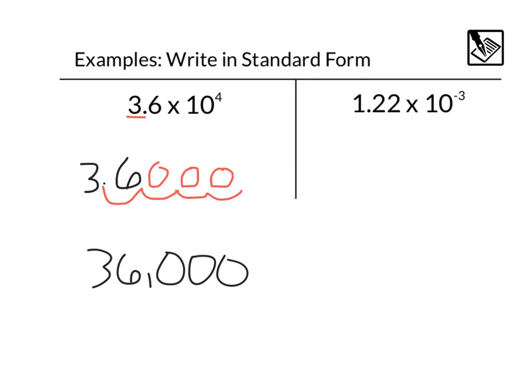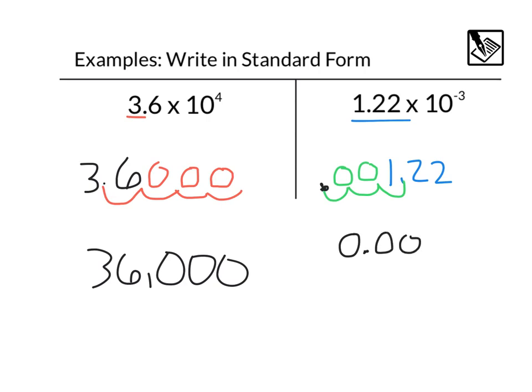All right, here we've got 1.22 times 10 to the negative 3. This time, I notice I've got a negative exponent, so we'll start with that 1.22. But instead of multiplying by 10, since it's a negative exponent, we're going to be dividing and getting it smaller. In this case, we will move that decimal place over once, twice, I need to add a 0, 3 times, need to add a 0. And that is going to be my answer. So I get a final answer of 0.00122.